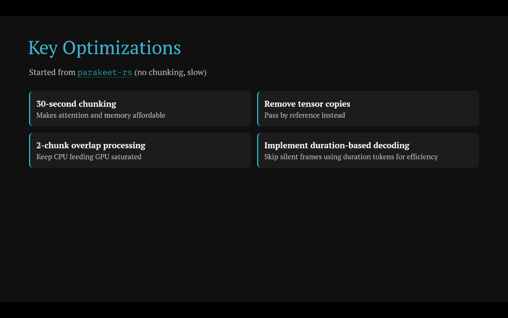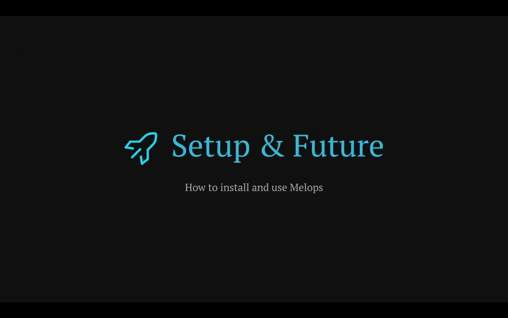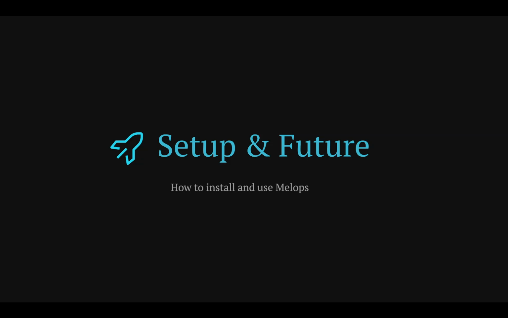Fourth, duration-based decoding. Skip silence frames using duration tokens. This results in a 3 times speedup. A 30 minute video now takes less than 30 seconds. Let me show you the current setup process and what improvements are coming to make it easier.